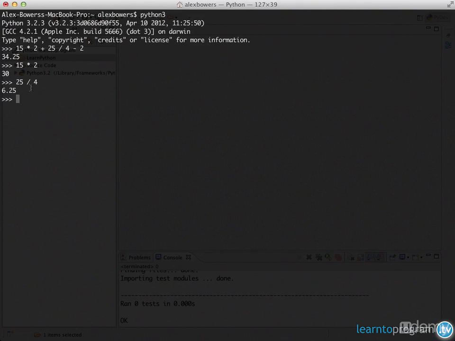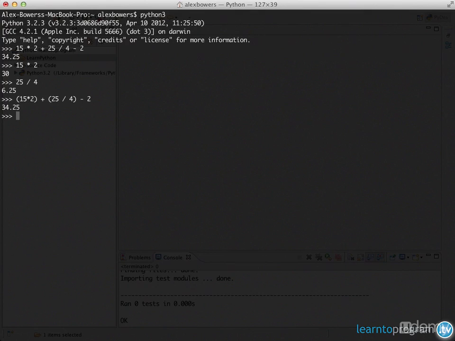Now, the easier and better way to write this would have been 15 times 2 plus 25 divided by 4 minus 2. That would be the better way to have written it, and it gives you the exact same answer, but looking at that, you immediately know what's going to happen when. So that is the order of precedence in which arithmetic logic operators follow within Python and most other programming languages.